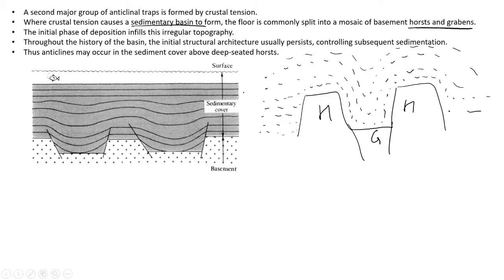So you can see over here there is a sedimentary cover. This is the basement. These are the horst and graben structures at the basement, and you can see how the strata gets folded. So if there is any reservoir rock over here, it will lead to the formation of a trap. This irregular stratigraphy, which is filled in by the initial phase of deposition, causes the formation of the trap. So the anticlines may occur in the sediment cover above the deep-seated horst. This is the anticlinal structure. All these are anticlinal structures formed in the areas where there has been crustal tension.